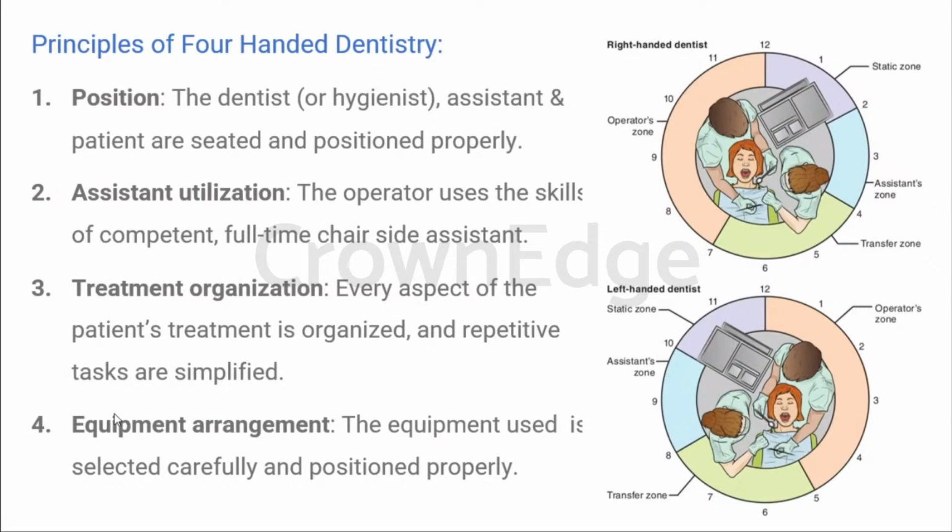And the fourth thing is your equipment management. So whatever equipment is being used has to be selected carefully, properly positioned. So the assistant will give it to you as and when you require, and not have it all messed up and then have them searching, asking what instrument to give. So your work is simplified when you know what comes after what, and when it's arranged neatly, you know what to pick up and give, and you know where to put it back and things like that.